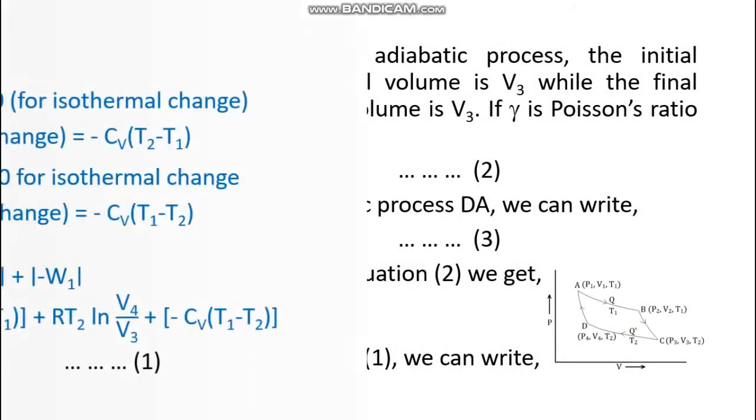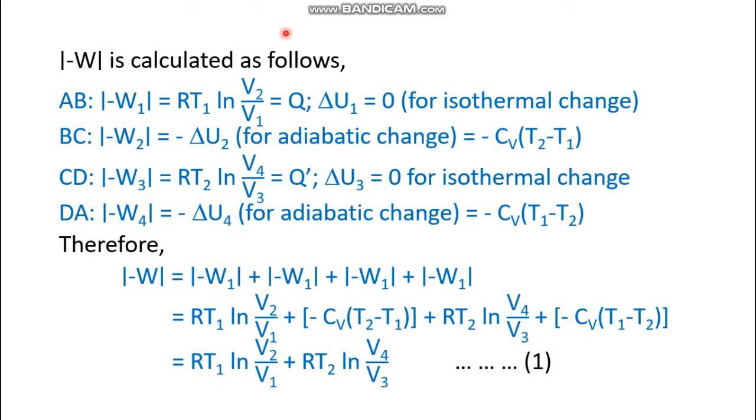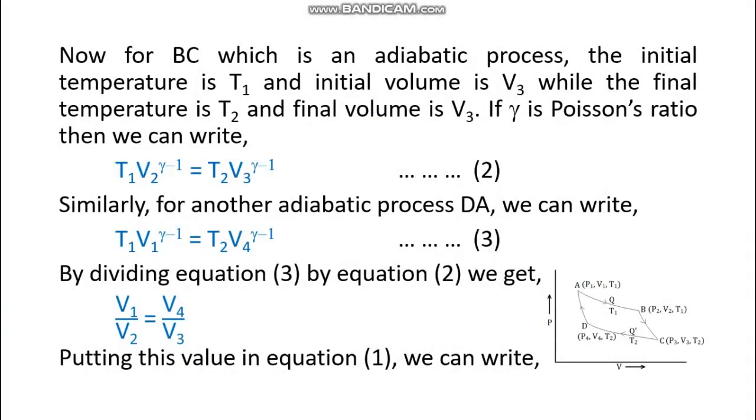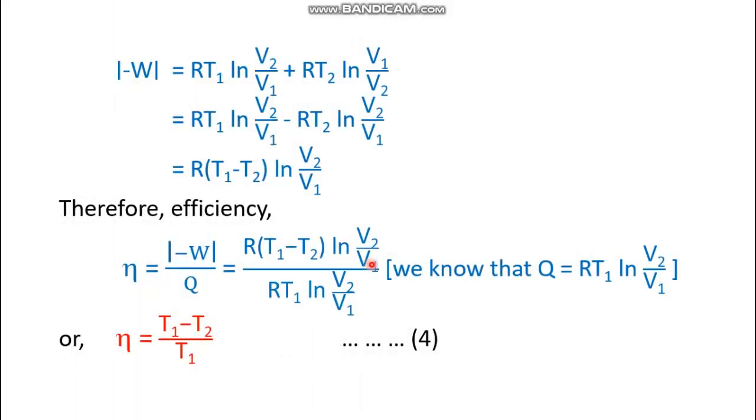Look here, the value of Q was what? RT1 ln V2 by V1, isn't it? So we are putting the value of Q here also, RT1 ln V2 by V1. So the ln V2 by V1 terms cancel each other, the R also cancel each other, and only (T1 minus T2) by T1 is left here. So the relationship of efficiency with respect to the initial and final temperature is eta equals (T1 minus T2) by T1. Thus we get this equation, which is equation number 4 here.